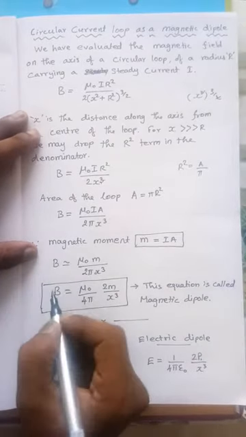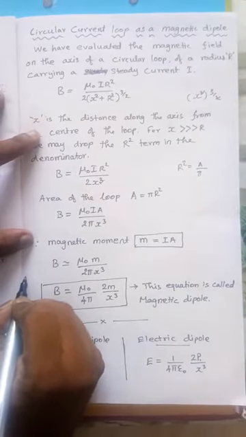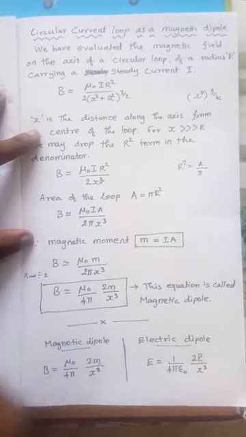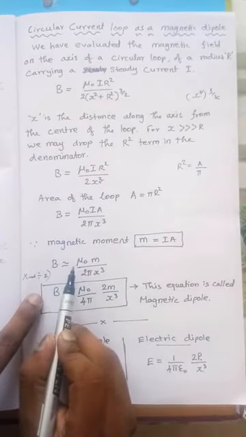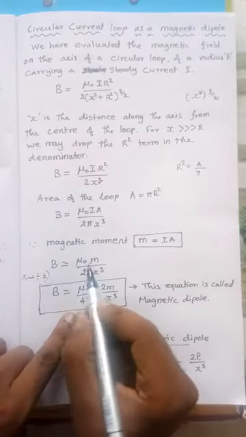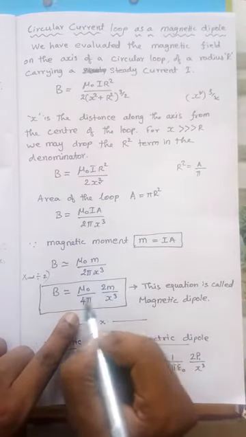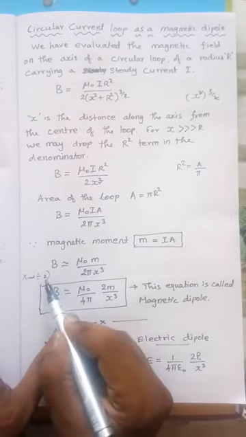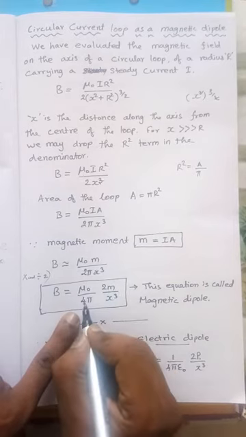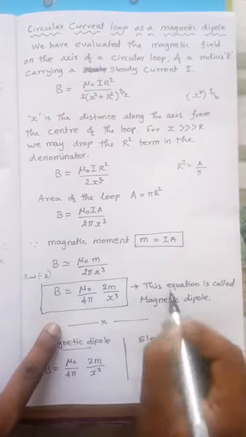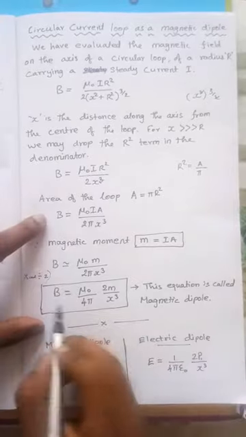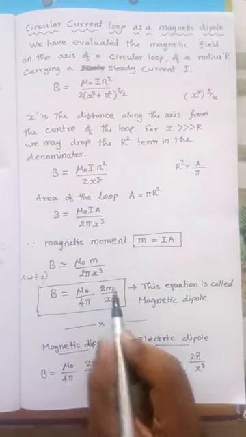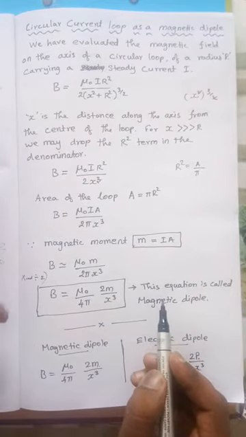For this equation, multiplying and dividing by 2, what happens? We get mu naught 2m by 2 into 2, that is 4 pi x cube. So multiplying and dividing by 2, we get 2m divided by 4 pi x cube. This equation is called the magnetic dipole. B is equal to mu naught by 4 pi into 2m by x cube. This is the magnetic dipole formula.